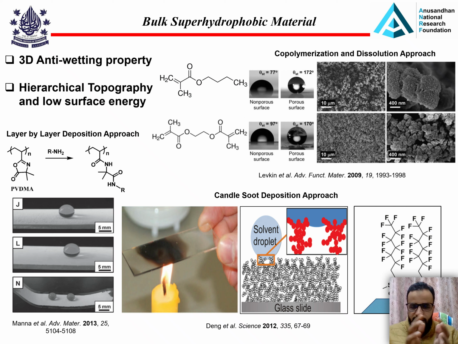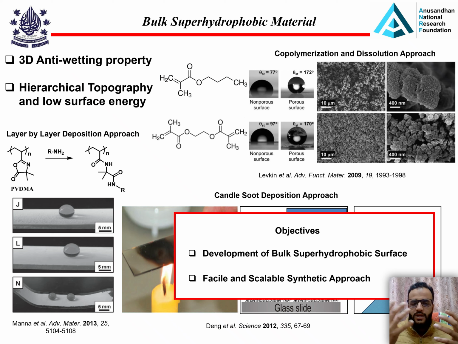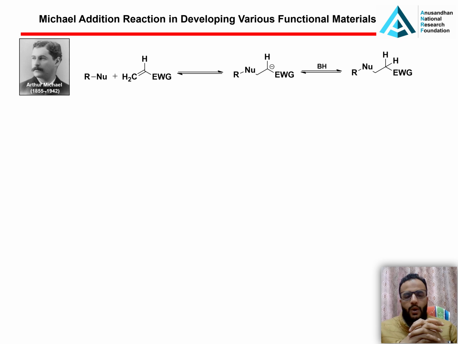However, if we see, these methods are very complex, as well as tedious or laborious, to design these three-dimensional super hydrophobic materials. Therefore, our aim was to design bulk super hydrophobic materials using a facile and scalable synthetic approach. With that, we have used a very well-known chemical reaction, which we call the Michael addition reaction, to design the three-dimensional super hydrophobic material.